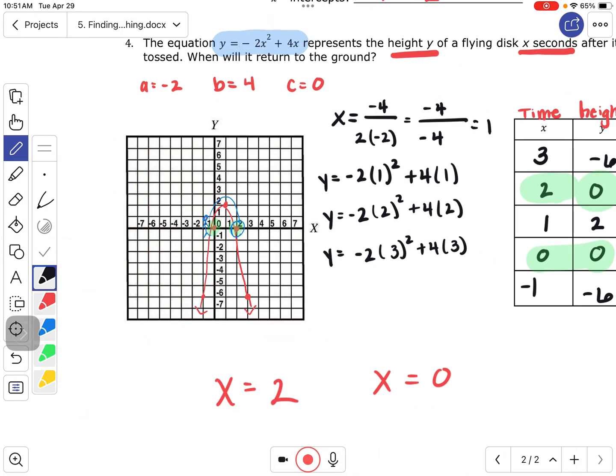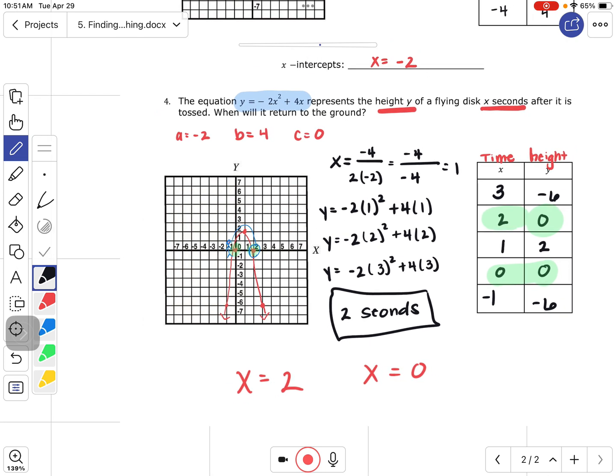So if I were to answer this, I want to answer it with words, and I would say 2 seconds. When will it hit the ground? It's going to hit the ground at 2 seconds. All right, you have everything you need to work on number 5.